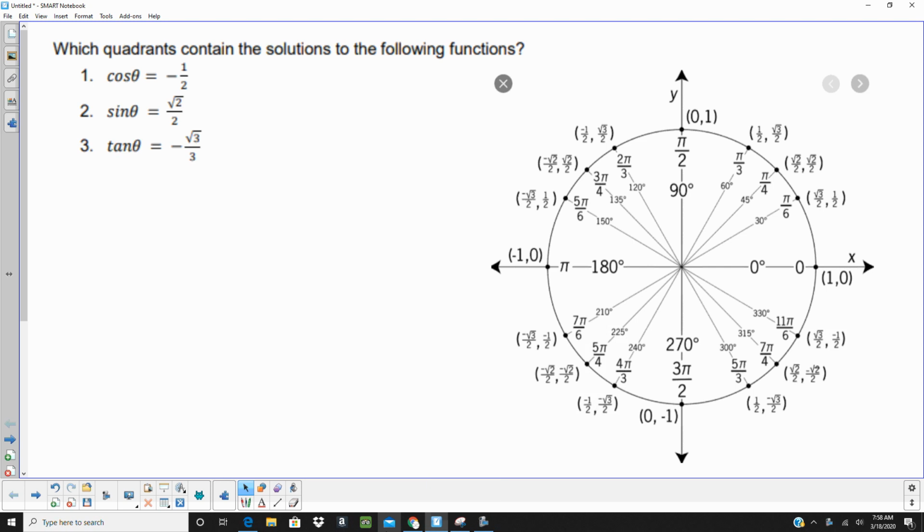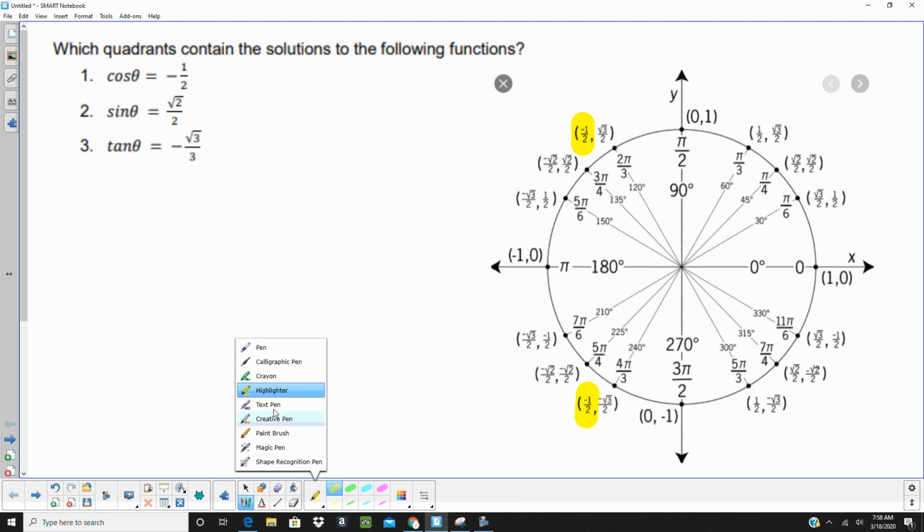All right, so the first one, we have to find where the cosine is -1/2. Well, cosine on the unit circle is our x coordinate, so I need to find out where our x coordinates are -1/2. And I just need to look at that a little bit more carefully. I was going to tell you the actual value. They're just asking which quadrant it is in.